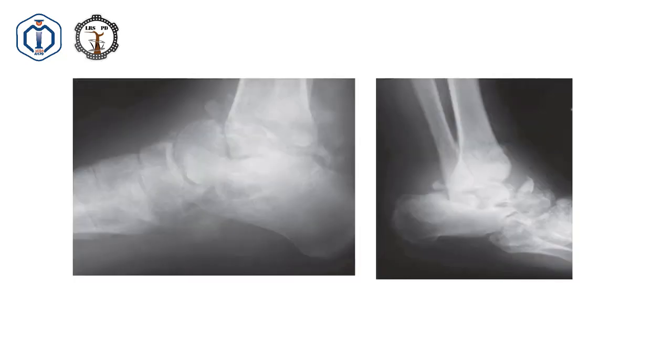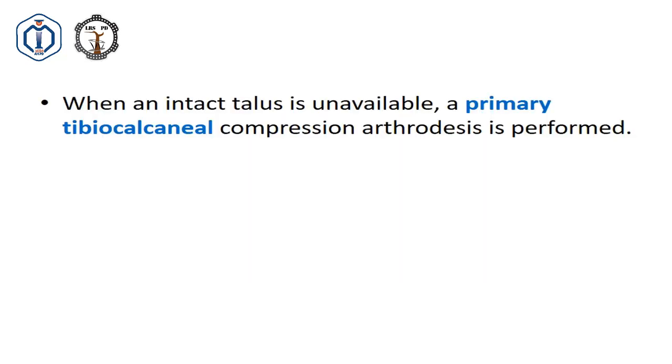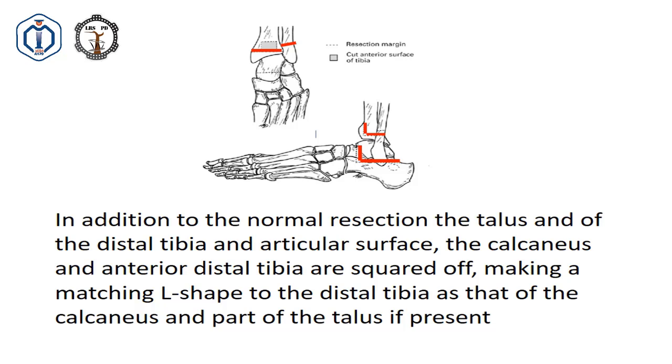Here, if you look at this X-ray, you find that the talus is completely destroyed. When an intact talus is unavailable, primary tibiocalcaneal compression arthrodesis is performed. Here, in addition to the normal resection of the talus, we resect the distal tibia and the distal end or lower third of the fibula, and this makes what's called an L-shaped distal tibia to match the calcaneus and part of the talus.